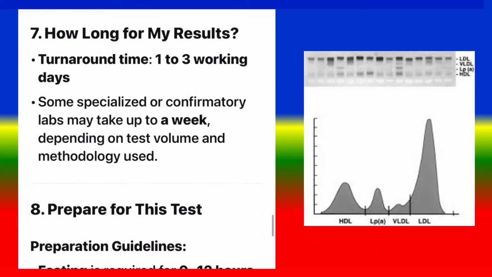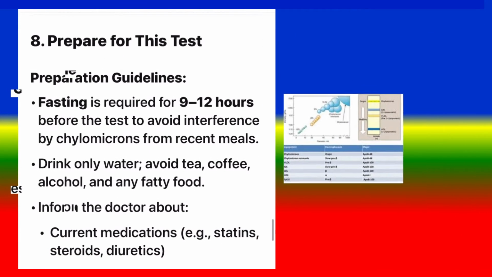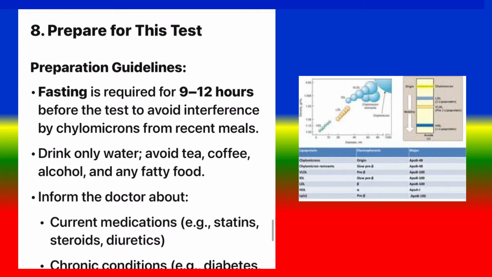7. How long for my results? Turnaround time, 1 to 3 working days. Some specialized or confirmatory labs may take up to a week, depending on test volume and methodology used. 8. How to prepare for this test? Preparation guidelines.